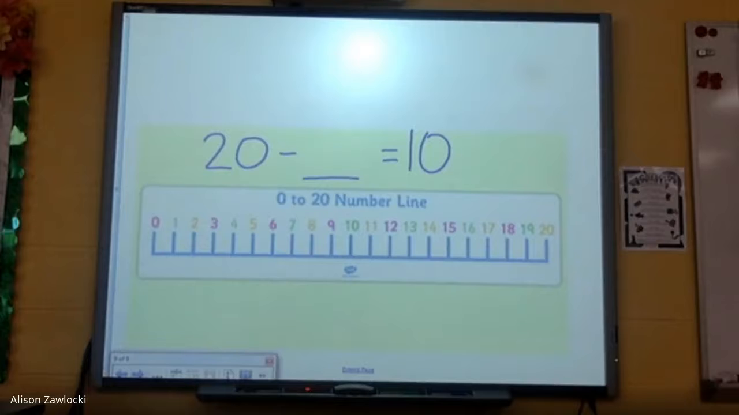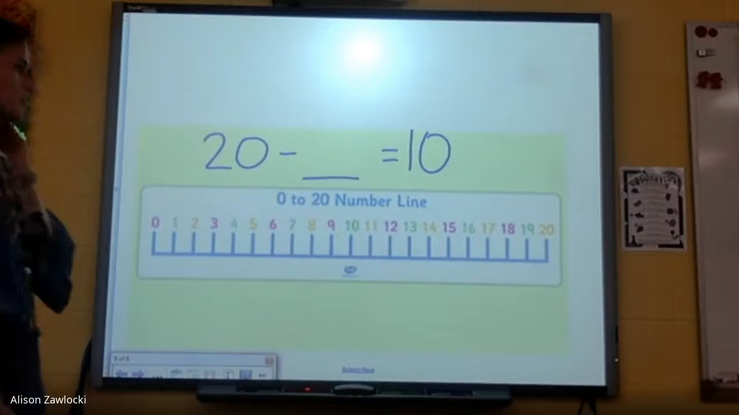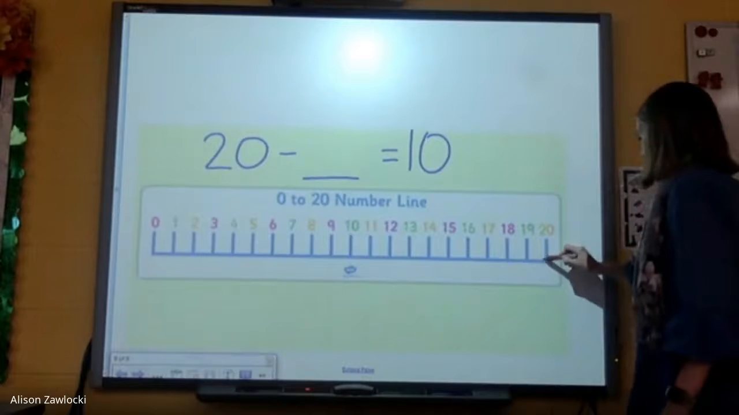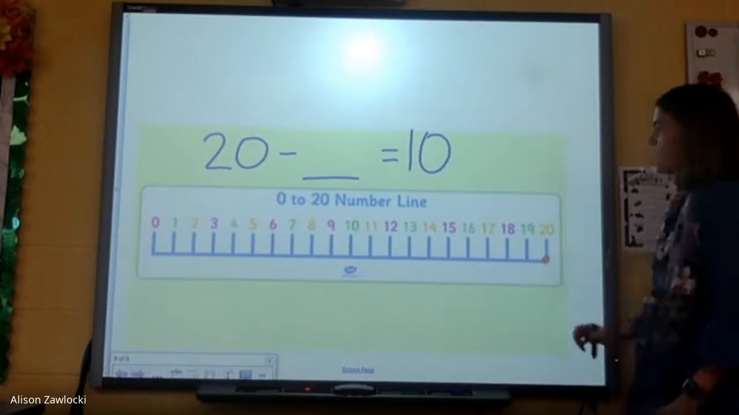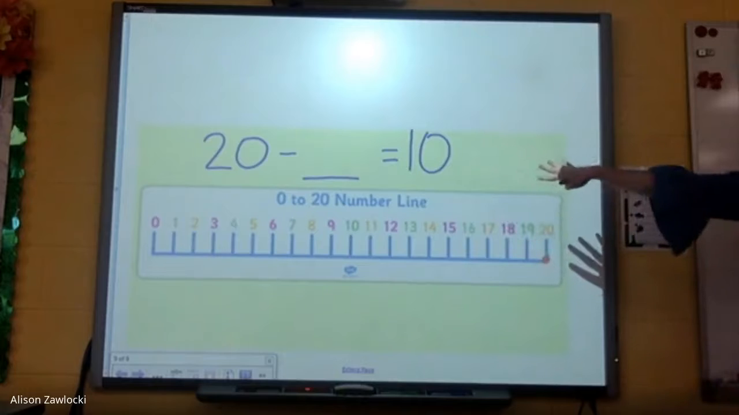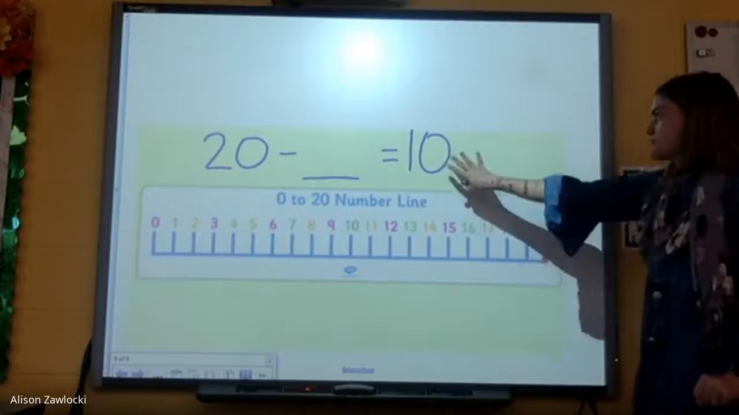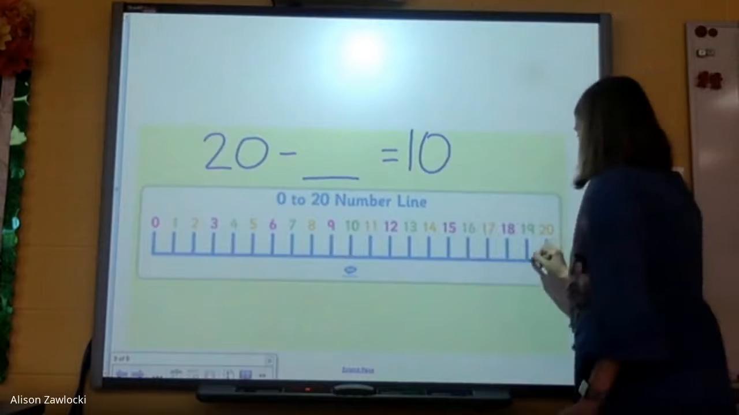Okay, 20 take away blank equals 10. Where's our starting point? That's right, our total, our biggest number, 20. And we're going to hop all the way until we get to 10. Then we're going to stop there. That's our stopping point. Remember, this number right here is our stopping point.